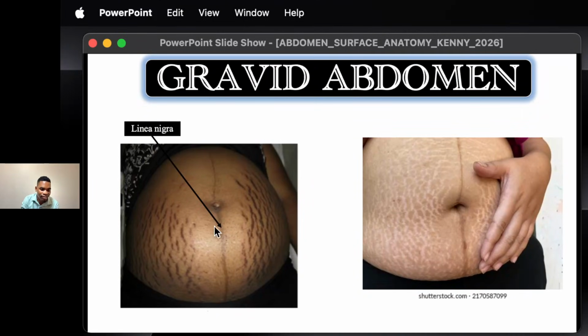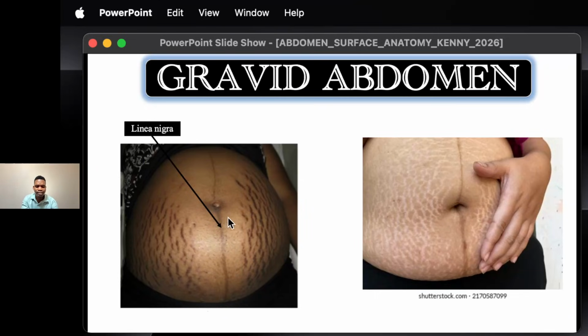Okay, so this is the gravid abdomen. Gravid means pregnant. This is how the pregnant abdomen looks. The pregnant abdomen is marked by the linea nigra. Linea means line, nigra means black. So this is a black line. This dark line over here is called the linea nigra.